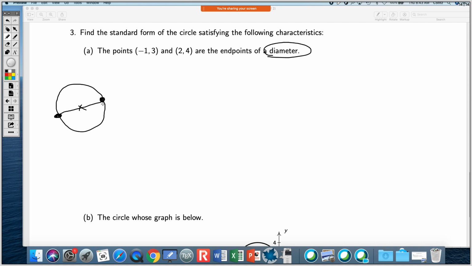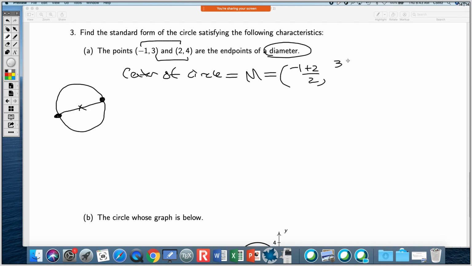So since it's a diameter, the center, it's called the center for a reason, is going to be in the exact middle of this line segment. And we know what that's called. That's called the what? That's called the midpoint. So the center of the circle is going to be the midpoint of these 2 points. And how do I get the midpoint? I take the average x, so I add the x's together and divide by 2. And the average y, I take the y's, add them together, divide by 2. And I get a half, 7 halves.